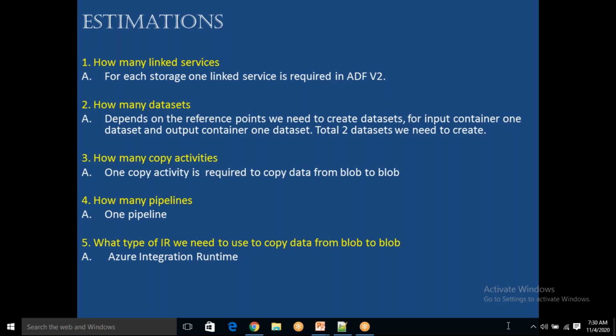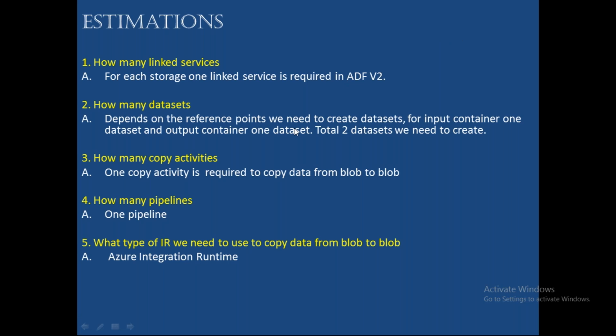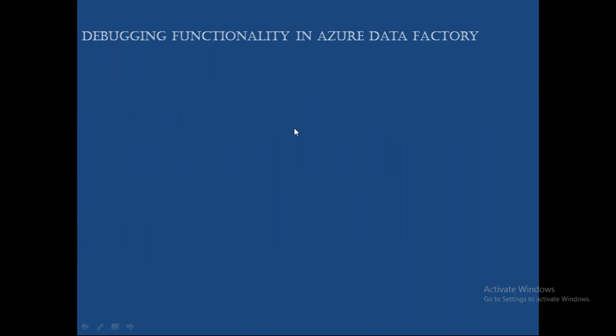Yeah, good question, Nagraj. If I want to send data between two different blob storages, I have storage 1 and storage 2, and I want to move data from storage 1 to storage 2, both being different, then you need to create two linked services. We need to create two linked services. Okay, clear, Nagraj? Fine. Now I hope everybody is clear.